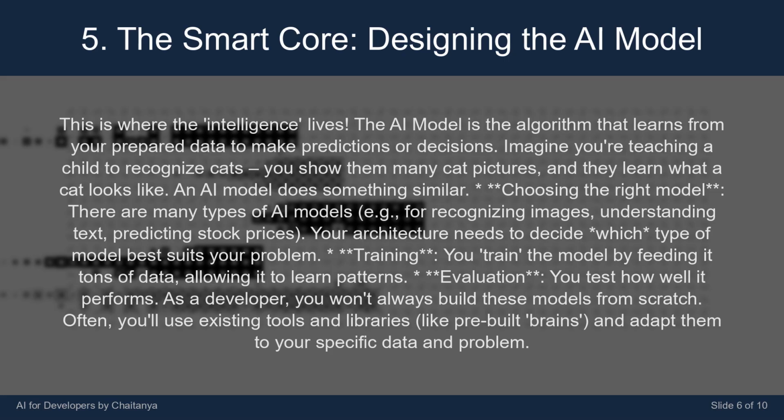Choosing the right model. There are many types of AI models, e.g., for recognizing images, understanding text, predicting stock prices. Your architecture needs to decide which type of model best suits your problem. Training. You train the model by feeding it tons of data, allowing it to learn patterns. Evaluation. You test how well it performs. As a developer, you won't always build these models from scratch. Often, you'll use existing tools and libraries, like pre-built brains, and adapt them to your specific data and problem.